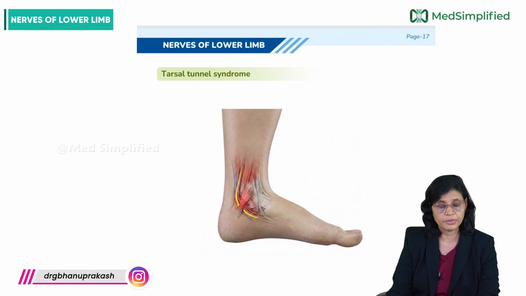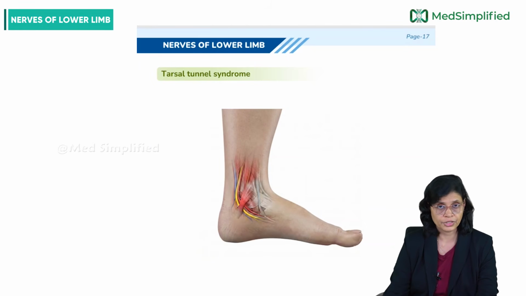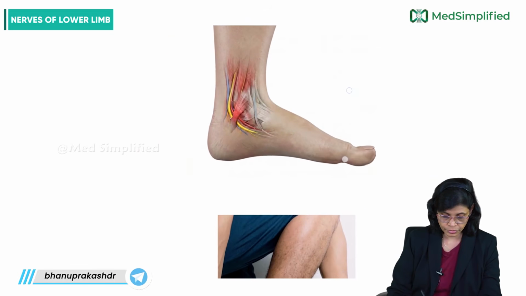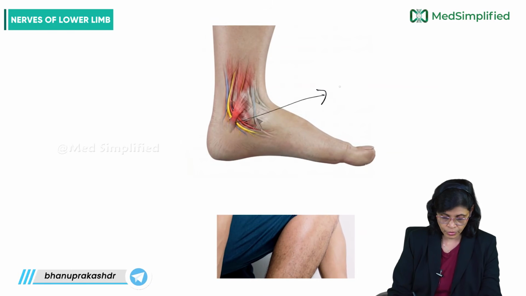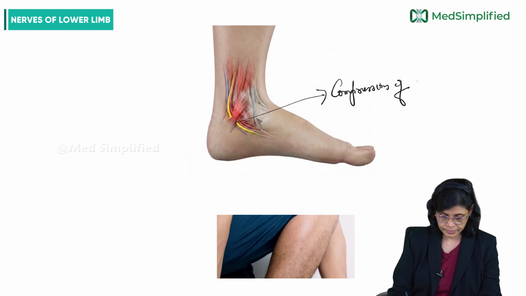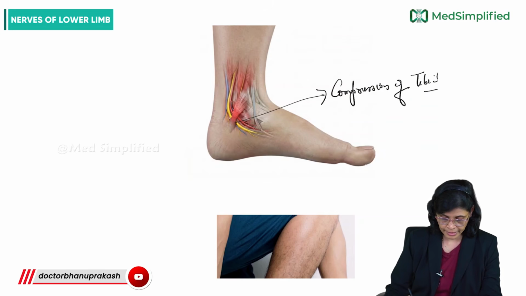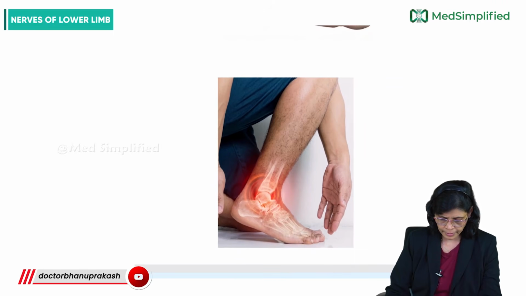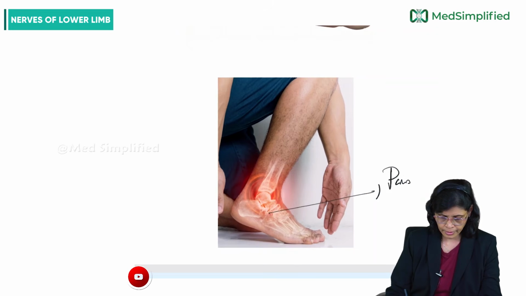The lesions of the tibial nerve, injuries of the tibial nerve as well as the branches of the tibial nerve. First is the tarsal tunnel syndrome. Here you can see there is compression in this osteofibrous canal, compression of the tibial nerve. This will present as pain and paresthesia along the foot, which becomes worse during the night.